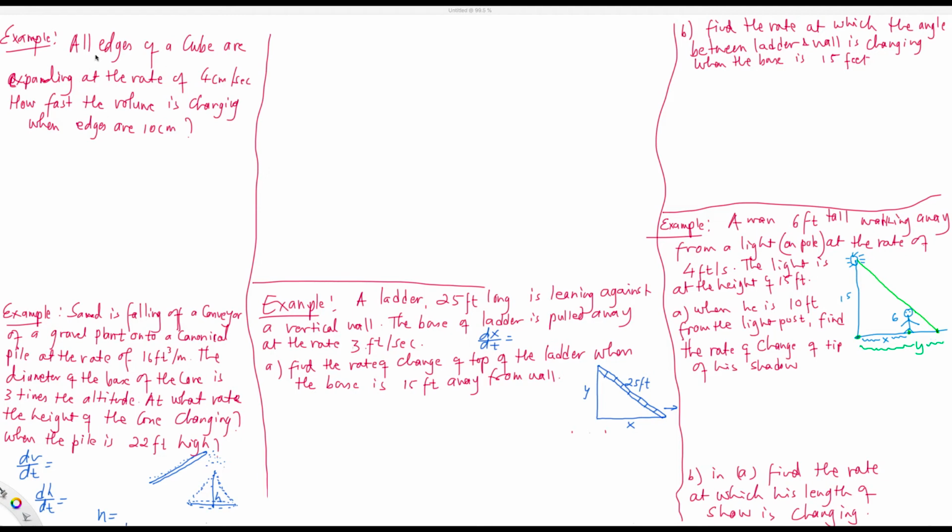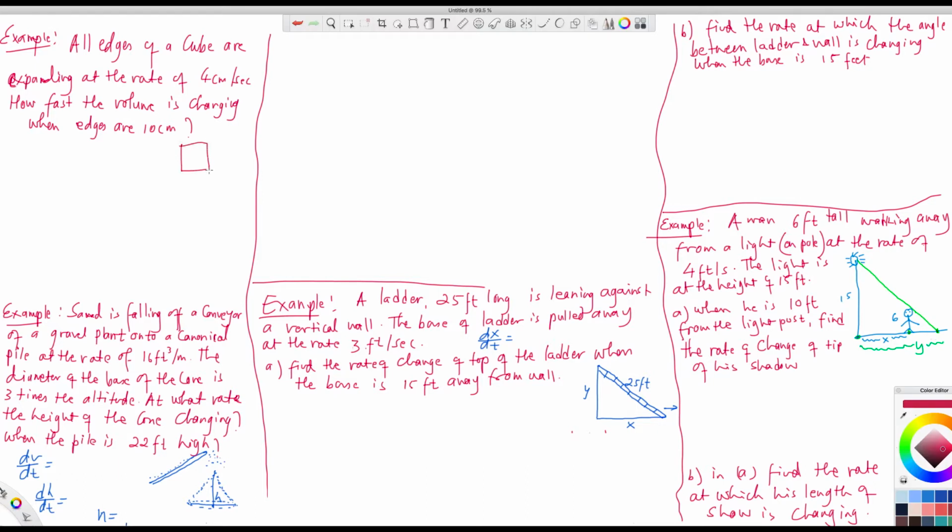Let us see this example. Here, all edges of a cube are expanding at a rate of 4 centimeters per second. Suppose there is a cube there, and all the edges of this cube are expanding at a rate of 4 centimeters per second. So let us assume that the length of each side of the cube is x centimeters. So what it is saying is, dx over dt equals 4 centimeters per second.